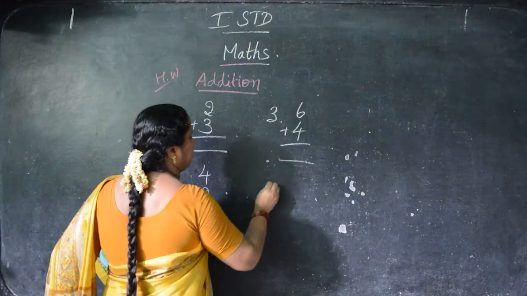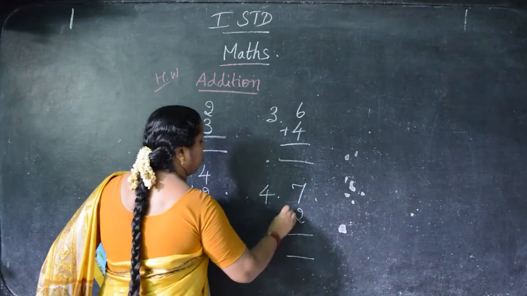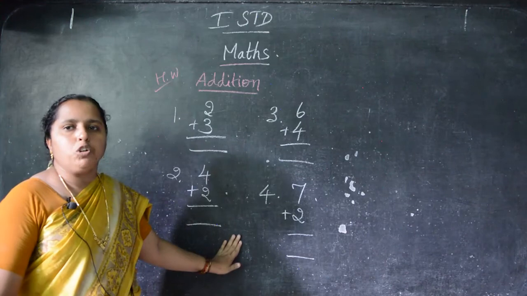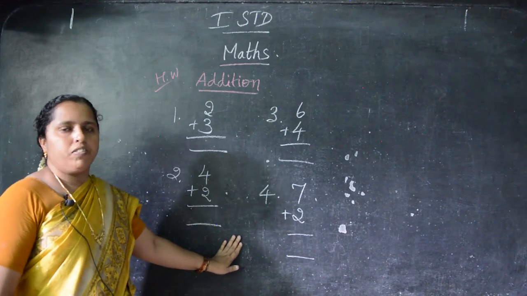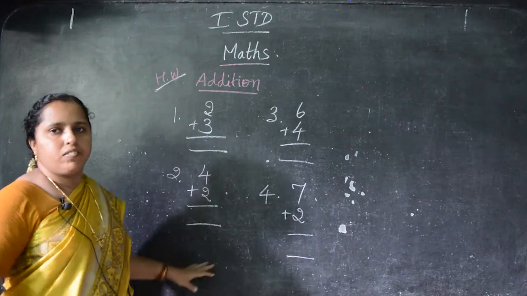This is also homework, children. Take a note and write. 7 plus 2. Only 4 I gave you. Okay. So this is also homework. You should do it in your note. Okay, children. This is also homework. You should count and add. Okay, children.